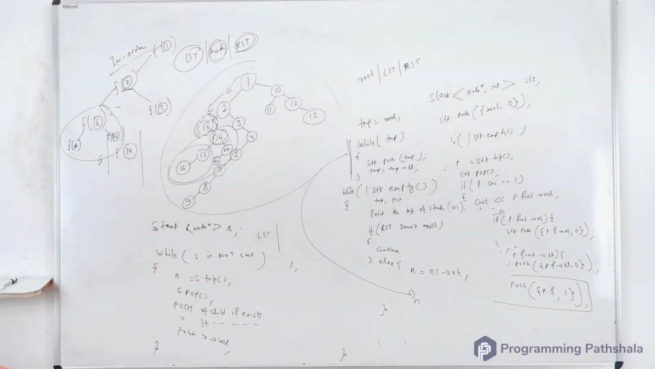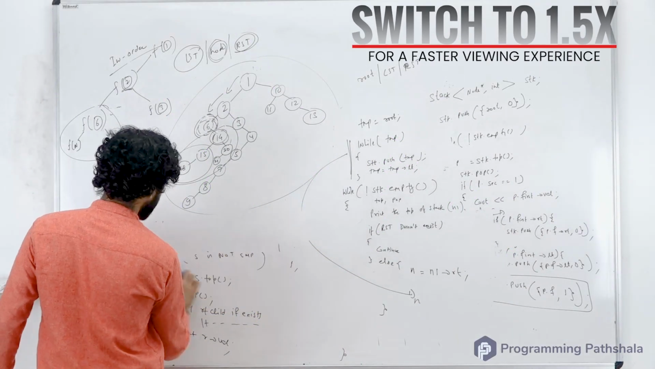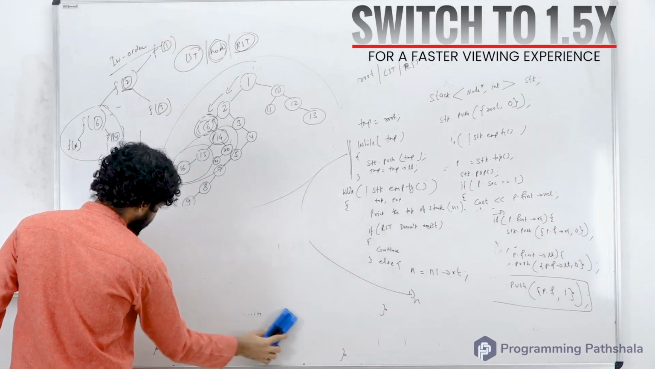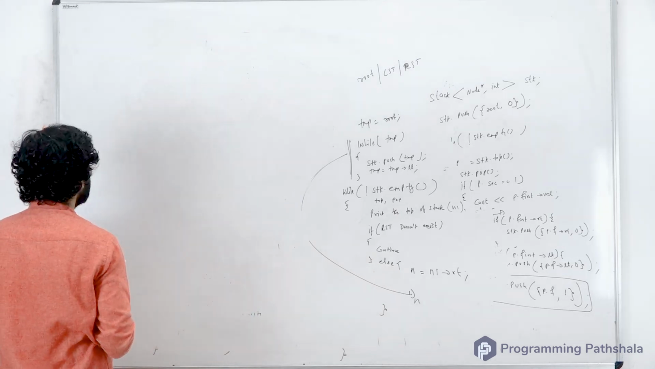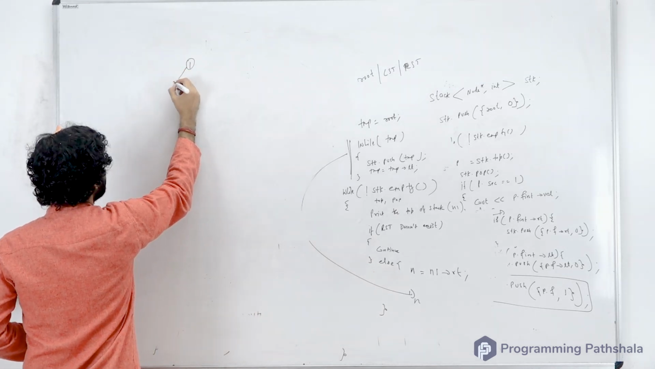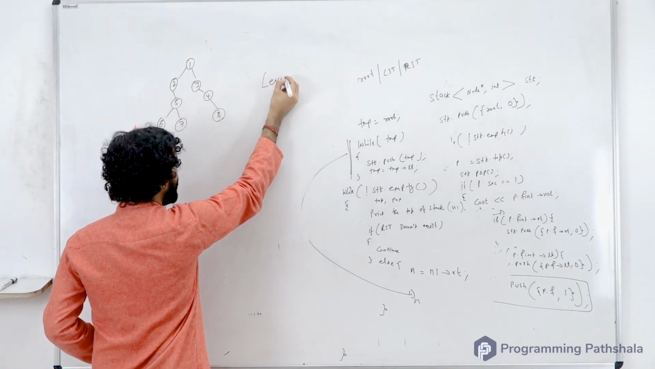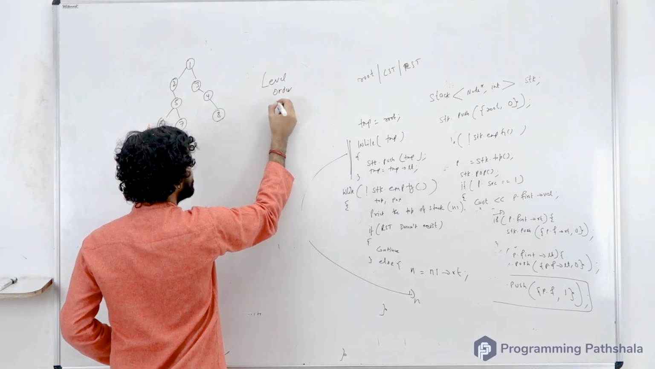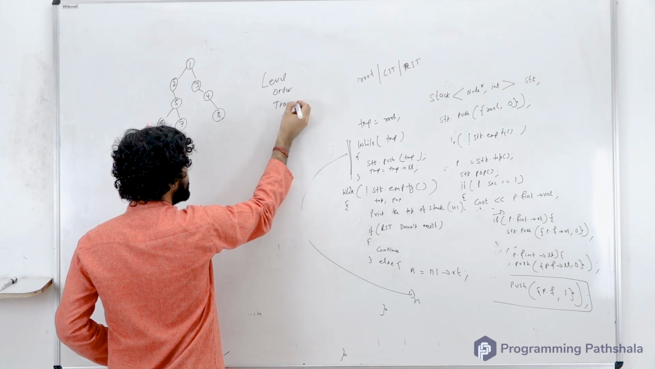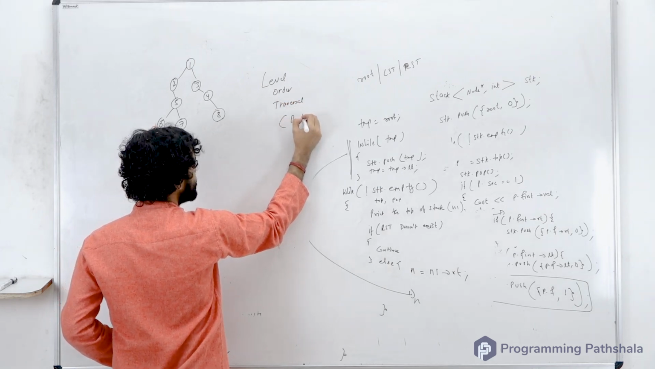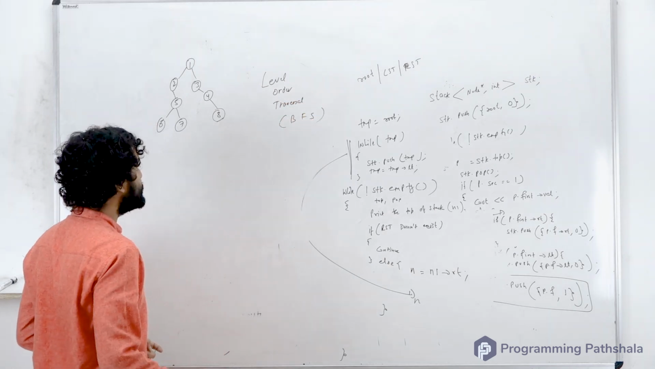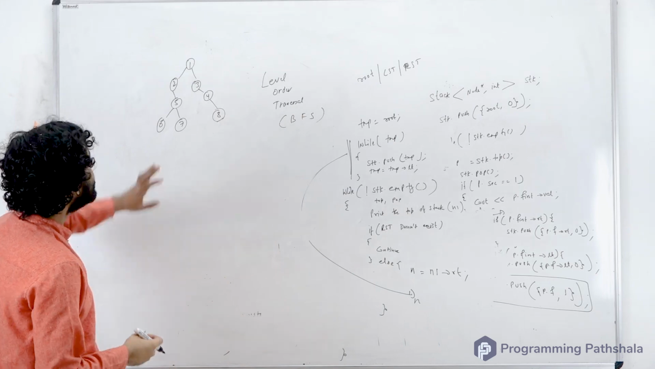We will learn another traversal which is also quite important. So let's say there is a tree now, 1, 2, 3. There is a traversal called level order traversal. This is also called BFS, breadth first search. Why? Because it doesn't act in depth.